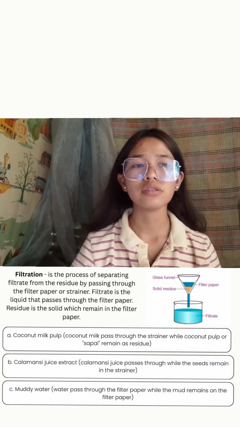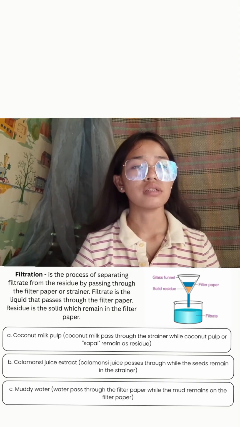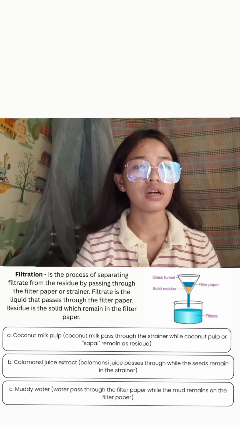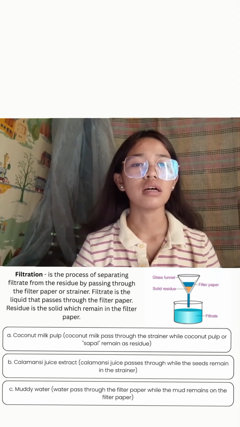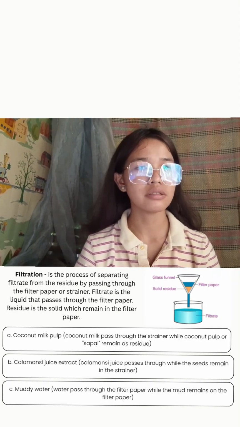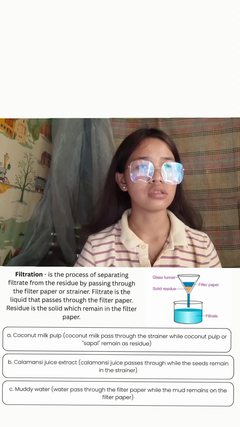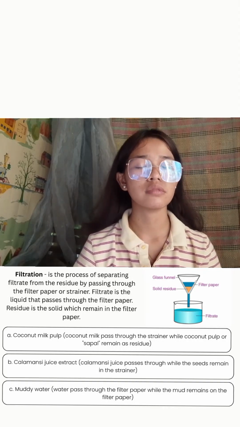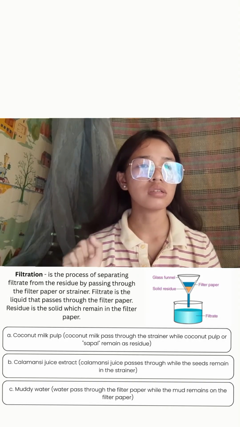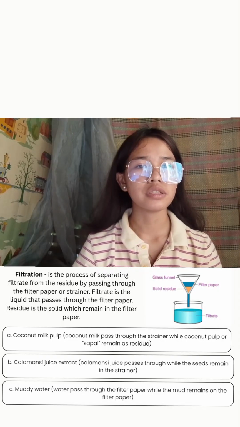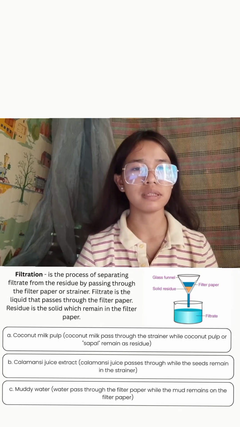Okay, another one, we have the muddy water. Water passes through the filter paper while the mud remains on the filter paper. So with muddy water, the water passes through the filter paper, but the residue, like the mud, remains. So it is called filtration. If you filtrate the substances, they get separated, and the residue remains.